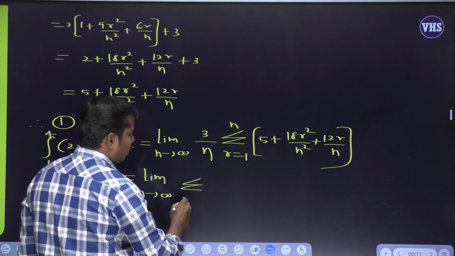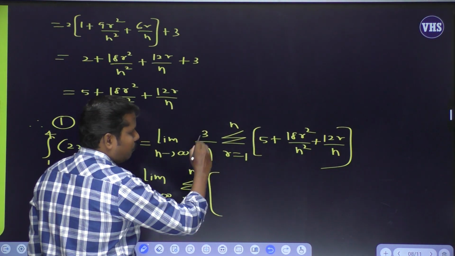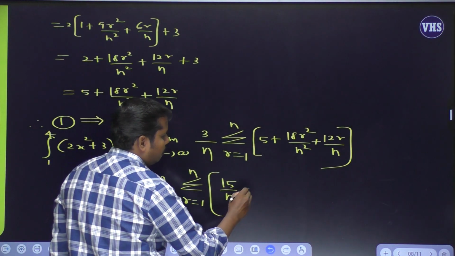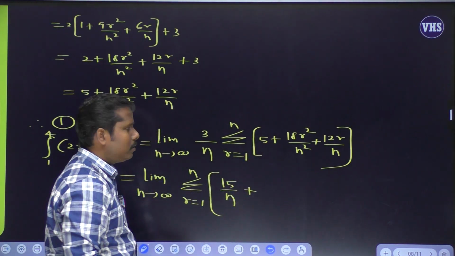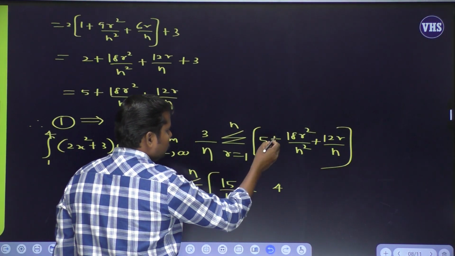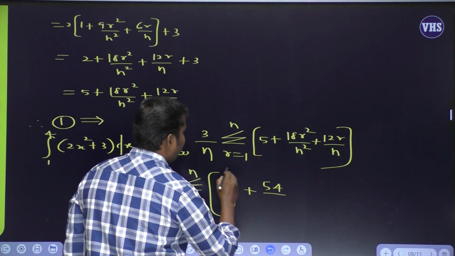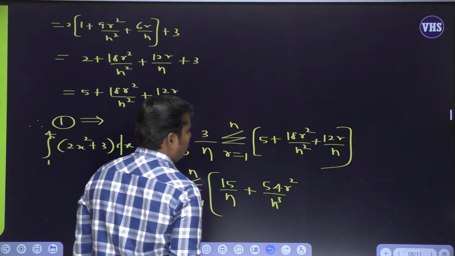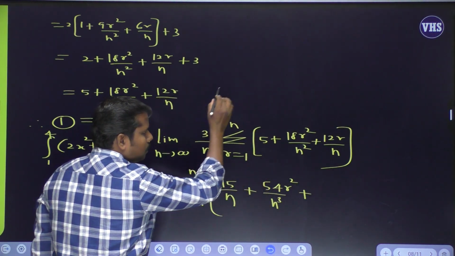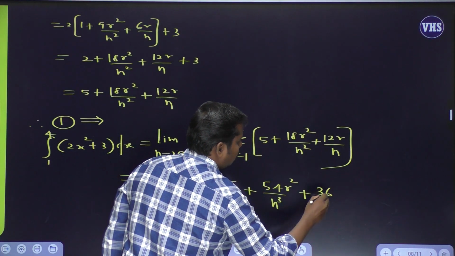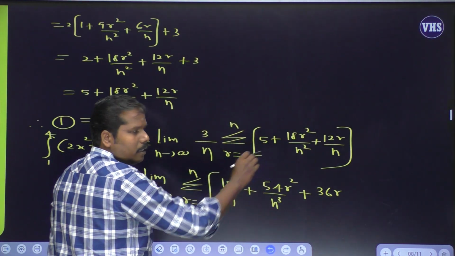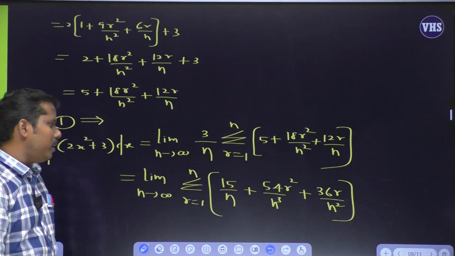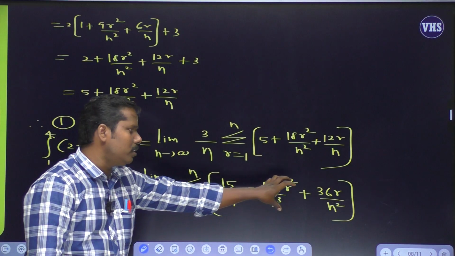So summation ranges over r equal to 1 to n. If you apply it, 3 fives are 15, so 15 by n comes up, plus 3 eights are 24, balance 2, 3 plus 2 is 5, so 54 by n times n², that is n³, r squared, plus 3 twelves are 36 r by n times n, n squared. Okay, next let us go for a split. You just apply summation to all these terms.